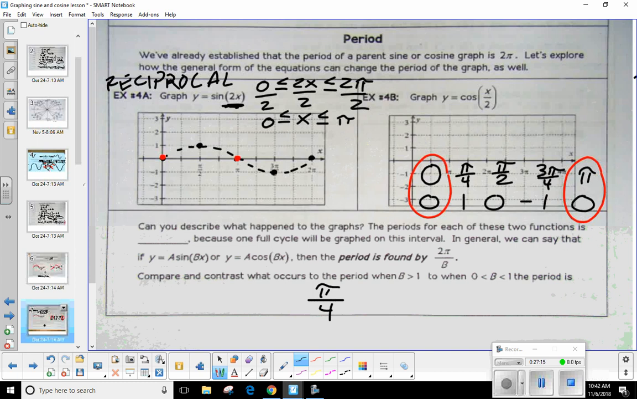So I know that the next ordered pair should be (pi over 4, 1). Now pi over 4 is going to be halfway between 0 and pi over 2. So we have this point here. Then we have (pi over 2, 0). Then we have (3 pi over 4, negative 1). And we already took care of the (pi, 0). Well, look.